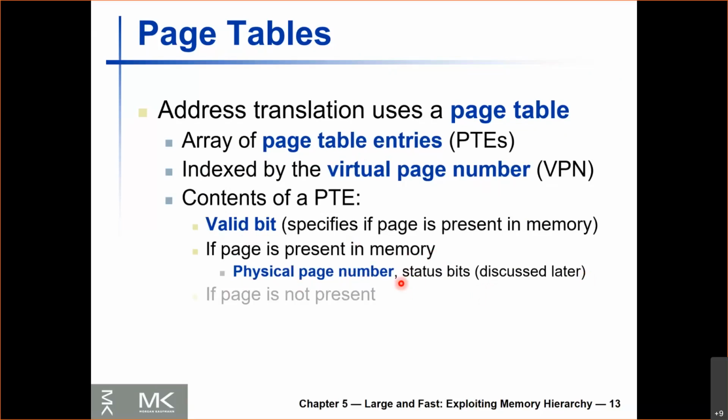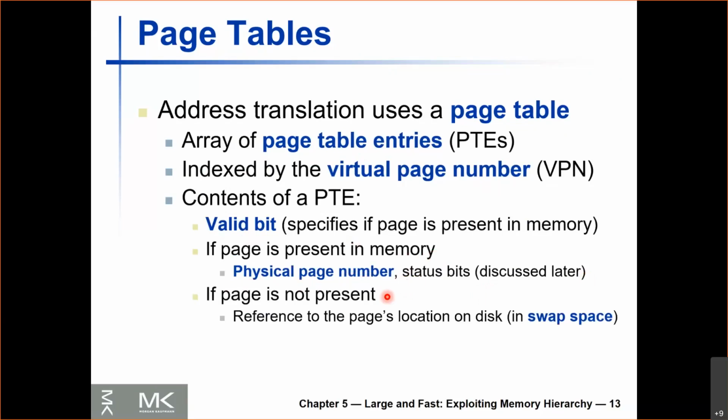If the page is not present in memory, so it's on disk, or maybe it's not even allocated, then in this case we will have a page fault. The page table entry will contain a reference to the page's location on disk. There's a special space on disk called the swap space. This is where we put pages that are not in memory. We call it the swap space because we use it to swap pages between memory and disk. If the valid bit is 0, the page table entry will contain some information to help us find this page on disk.